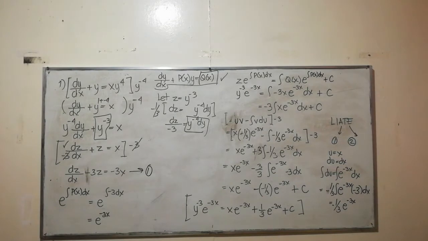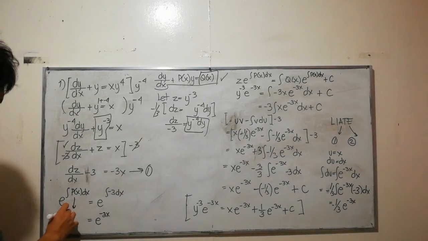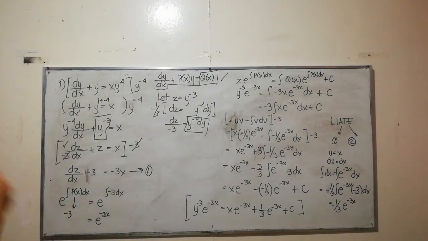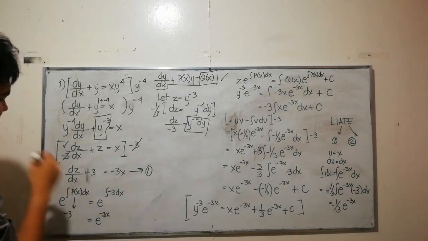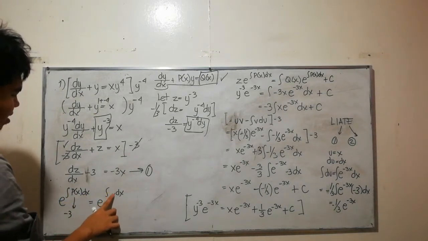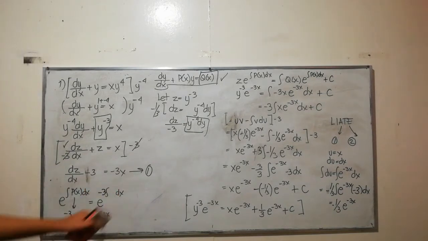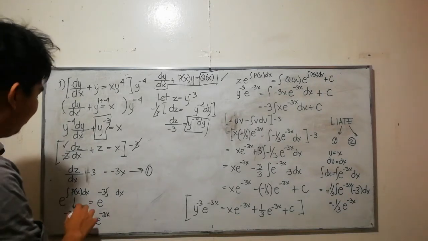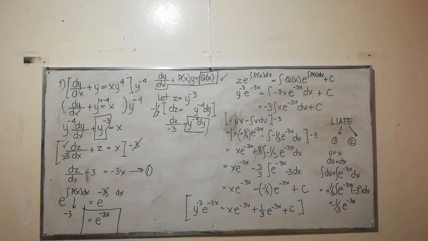Step 2 is to compute the integrating factor. So e raised to integral of p function of x dx. Just remove this z, so this is negative 3 as the p function of x. So the equation will be e raised to the integral of negative 3 dx. The constant we will put outside, so negative 3. The integral of dx is x. So the integrating factor will be e raised to negative 3x. So remember this. We are already in step 2.